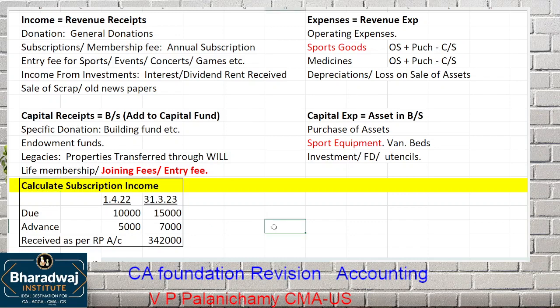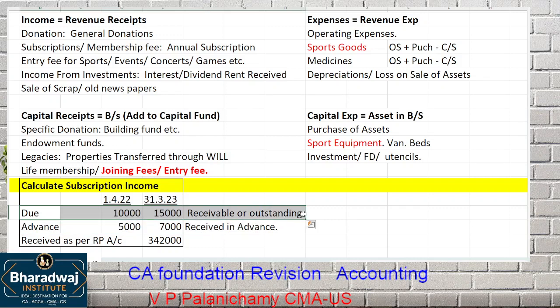What do you mean by due? Outstanding, receivable. So due sometimes I may give it as which one? Receivable or outstanding. Okay, advance or received in advance. Which one is an asset, which one is a liability? Anything receivable is an asset. Anything that is received in advance is a liability.